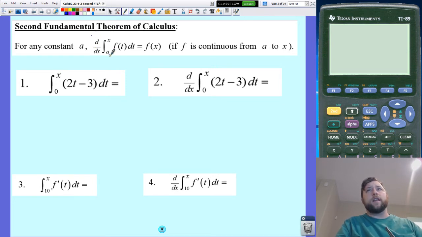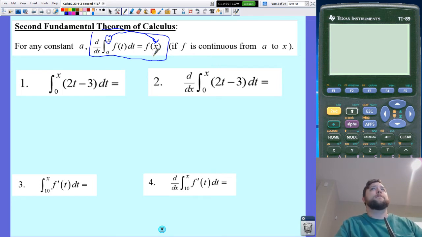So if you have a constant a and you're deriving an integral, and one of the limits is a variable limit, well, we can say, since deriving and integral cancel each other out, of f of t dt, I can just plug in that variable x for the variable of the function. Okay, and that just works. So the answer to this one right here would just be 2x minus 3.